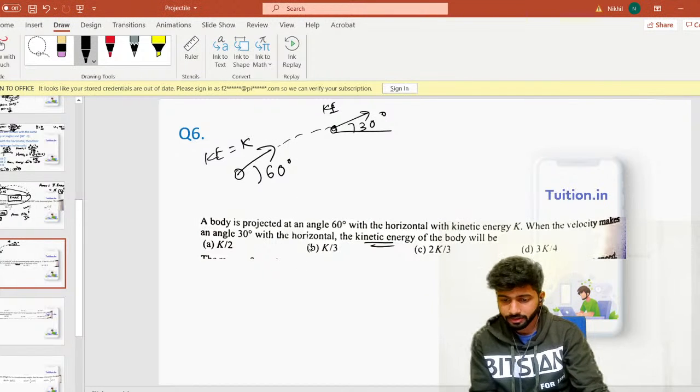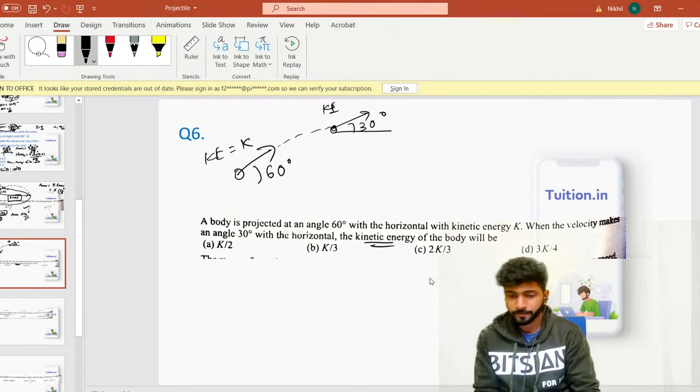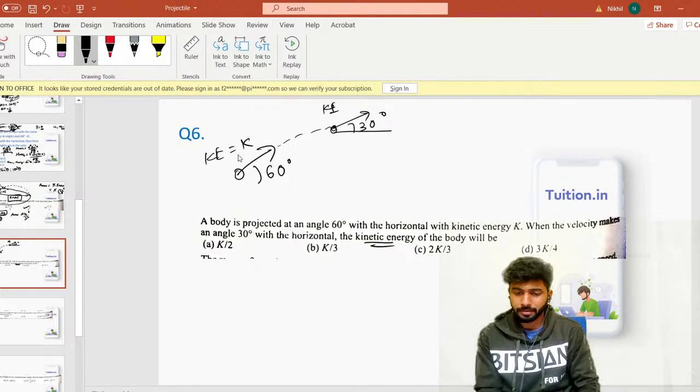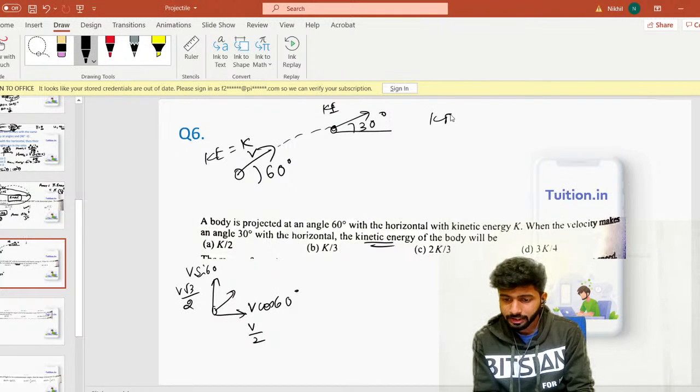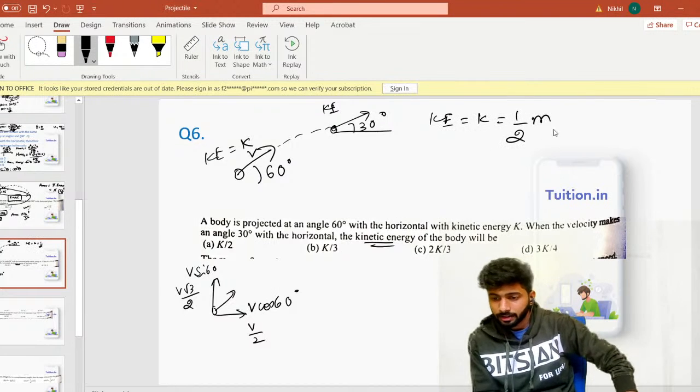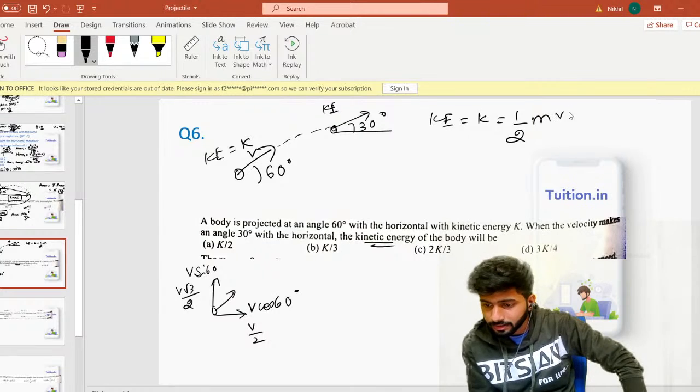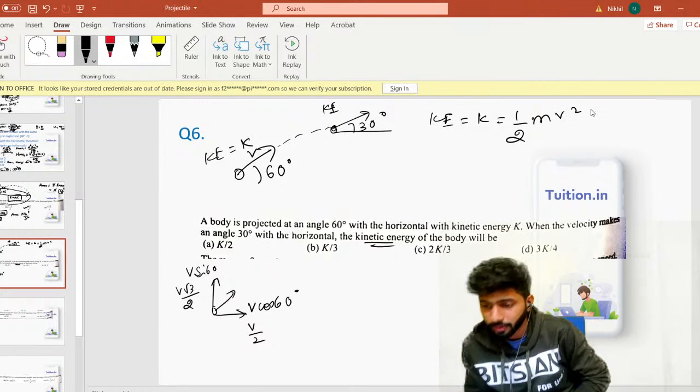And now let me tell you the solution for this. So it's pretty simple, just imagine the velocity to be v. Okay, so at the bottom you have a v cos 60 and you have a v sin 60. So here you have v into 1 by 2, here you have v root 3 by 2. So your kinetic energy K is half m v square, right? This is what it is. Okay, half m v square.